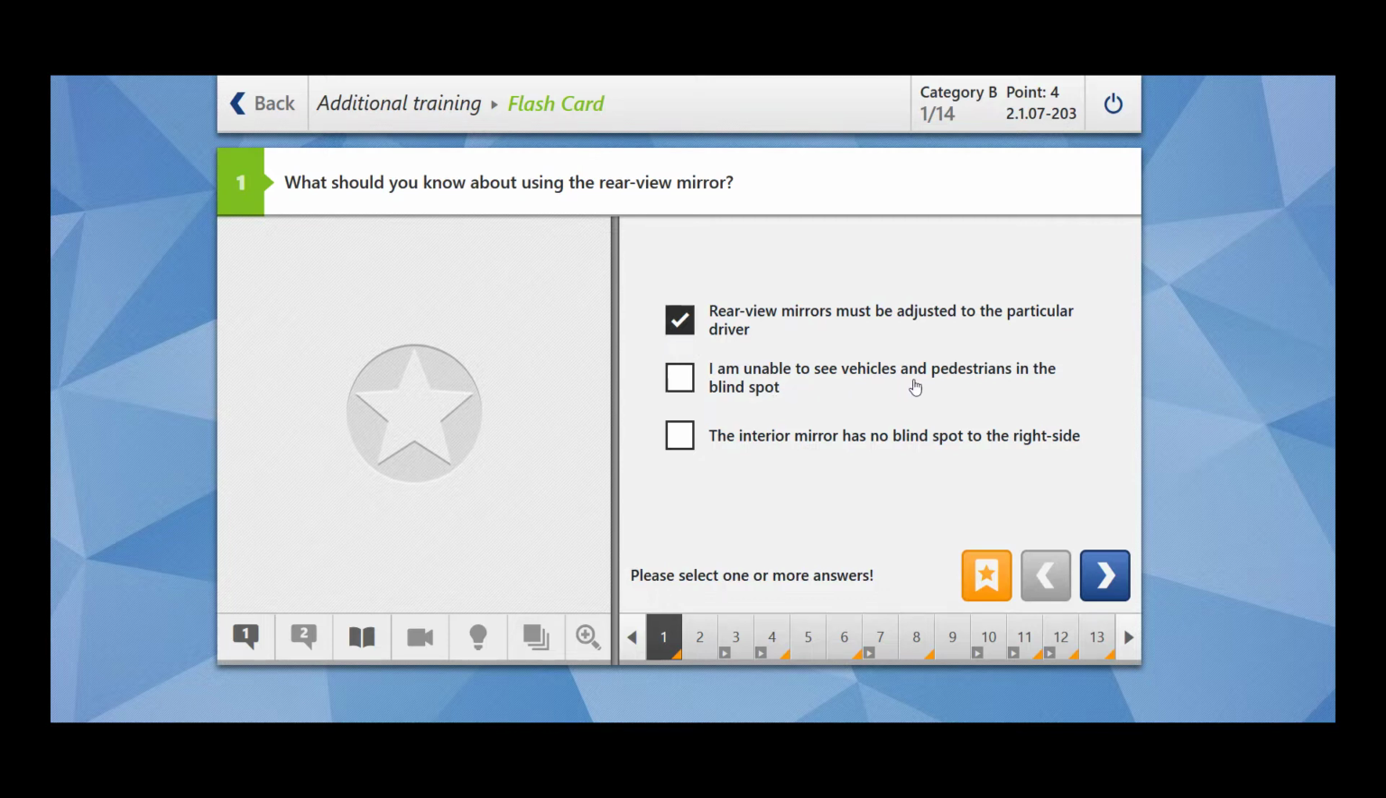I'm unable to see vehicles and pedestrians in the blind spot. This is correct. That's why we always have to do the shoulder check whenever we are changing lanes. The interior mirror has no blind spot to the right side. This is wrong. In the central mirror or the interior mirror, blind spots do exist. So you are not able to see anybody who is in your blind spot. That's why you have to do a shoulder check.